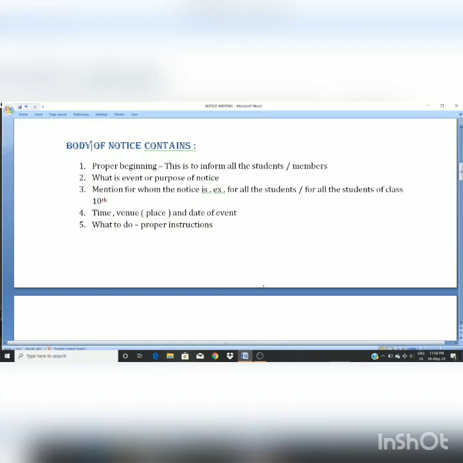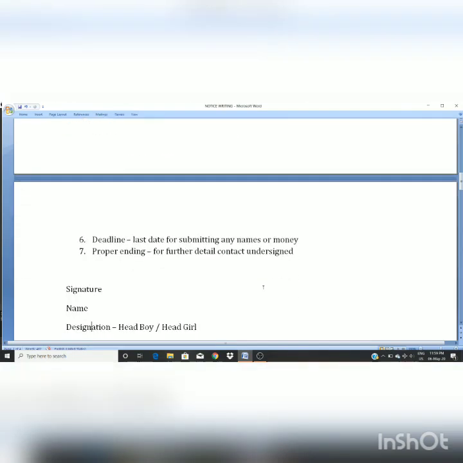You have to clearly mention the date, that on this specific date the event will be held, and also you have to mention the time. Okay, next thing, what to do, proper instructions. Means you have to clearly mention what the students have to do.